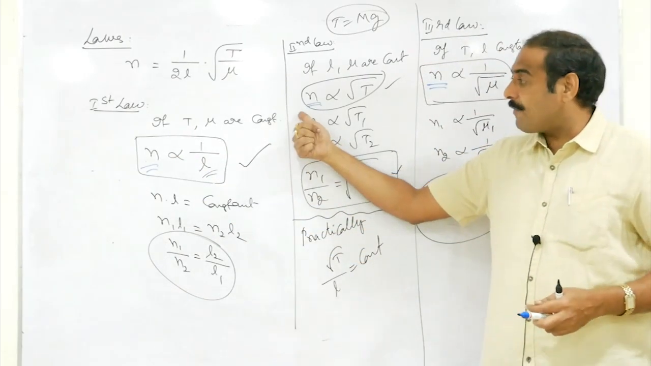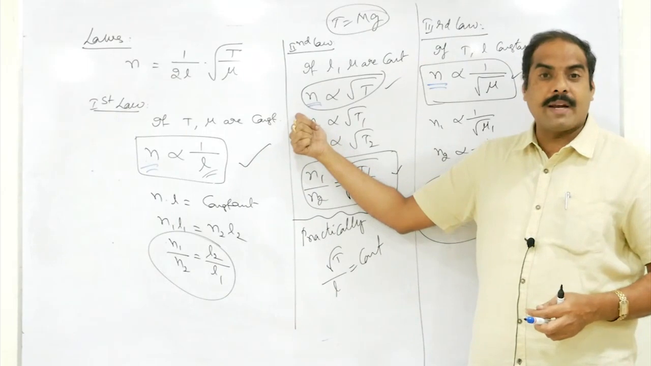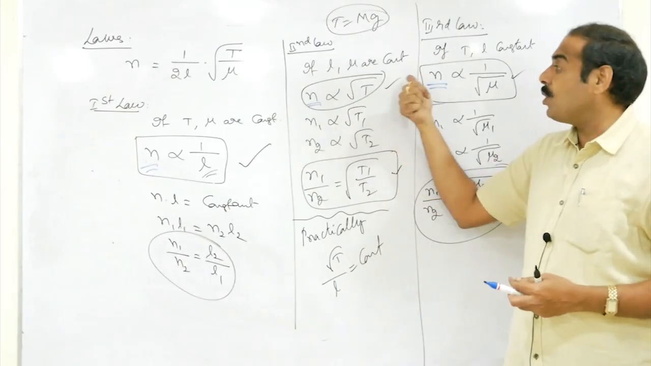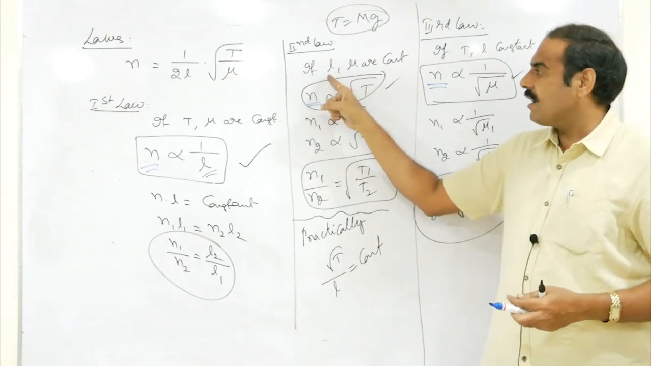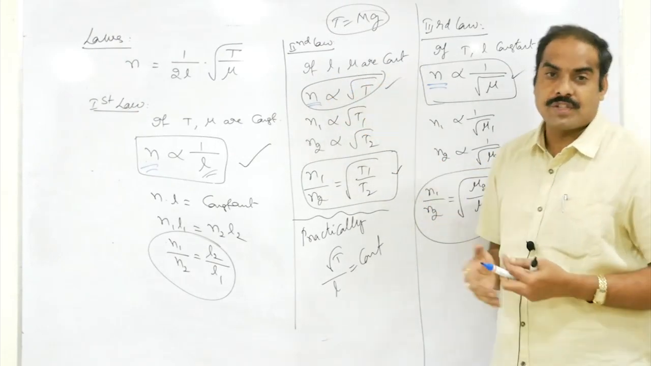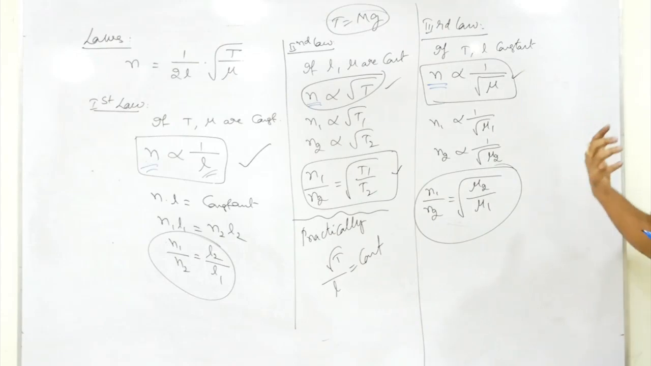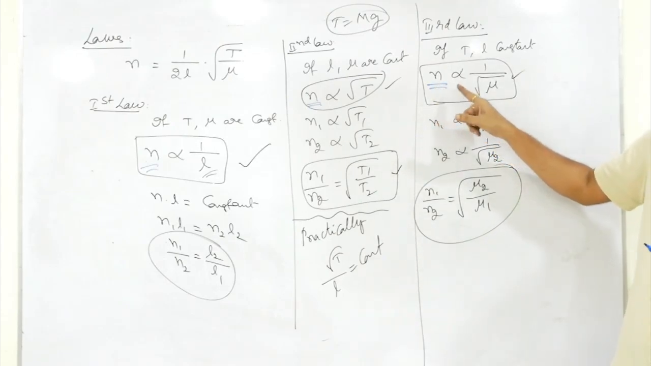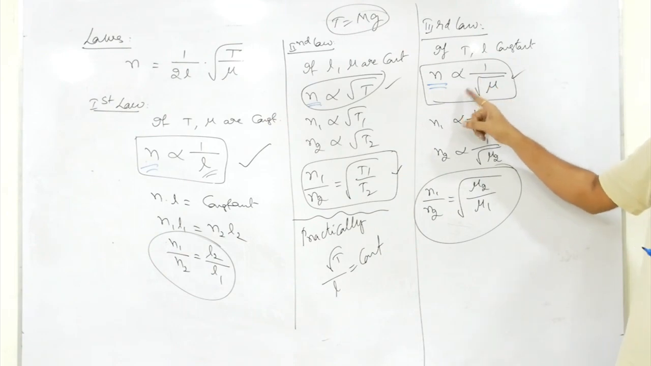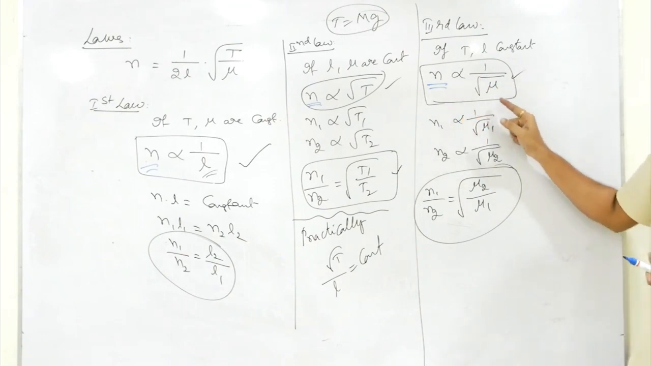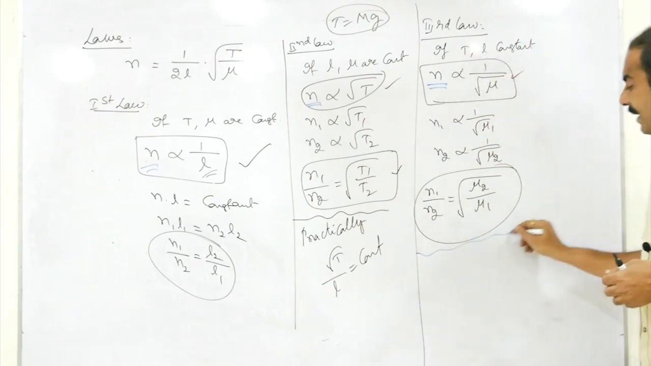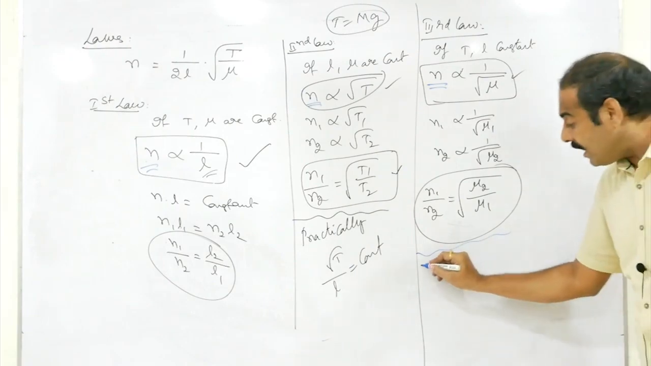The frequency of a stretched string vibrating in one segment is directly proportional to square root of the tension when L, μ are constant. Third one, the frequency of a stretched string vibrating in one segment is inversely proportional to square root of linear density when T comma L are constant. Up to here is the theory part.